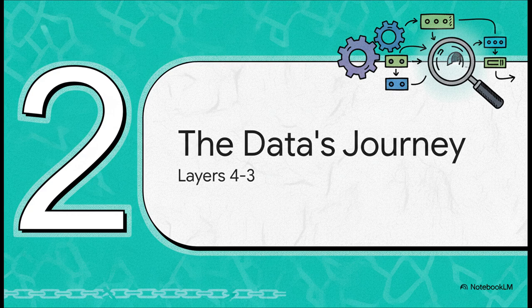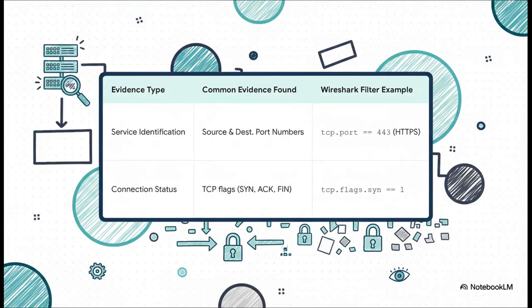Okay, so we know the user's intent. Now we have to follow the data itself as it starts its big journey across the internet. And this brings us down to the logistics department, layers 4 and 3. Layer 4, the transport layer, is all about addressing and making sure the data gets there reliably.